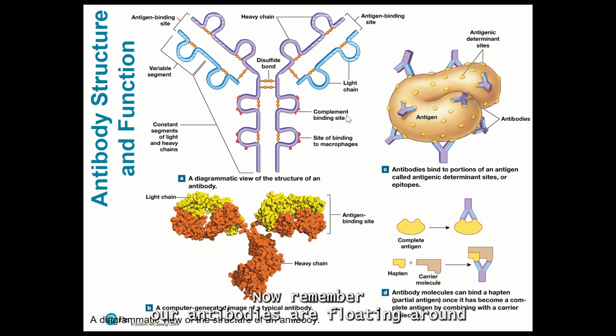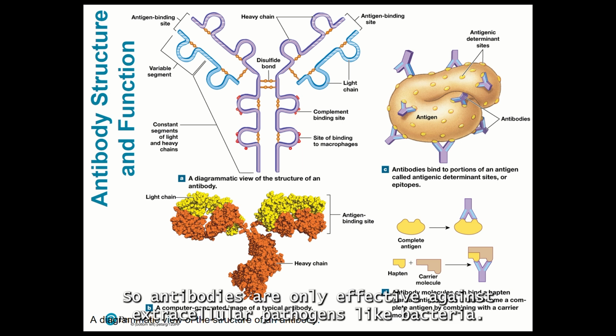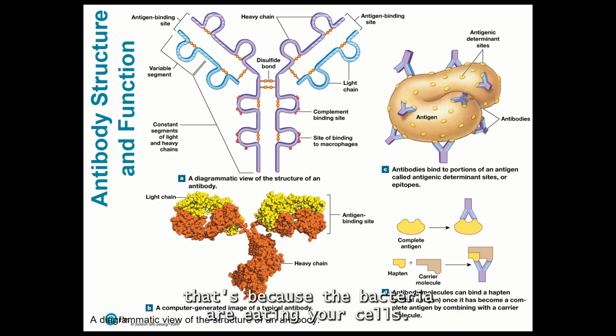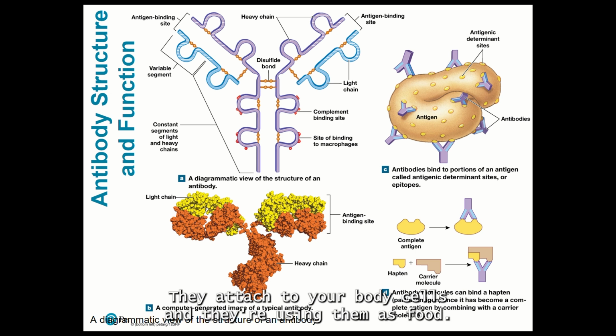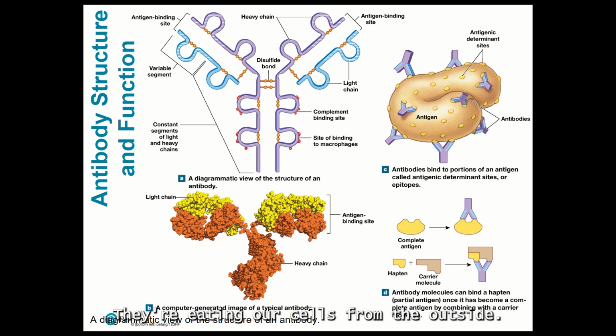Now remember, our antibodies are floating around within our plasma and our interstitial fluid. What antibodies cannot do is go into your body cells. So antibodies are only effective against extracellular pathogens like bacteria. Now with bacteria, when you have a bacterial infection, that's because the bacteria are eating your cells. They attach to your body cells and they're using them as food. And so they're destroying your body cells, but in the process, they're also releasing toxins. And those toxins are very bad for your body as well. So bacteria don't physically enter our cells, they're eating our cells from the outside.